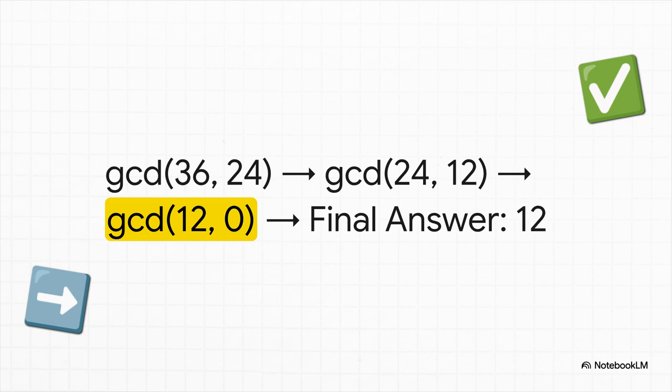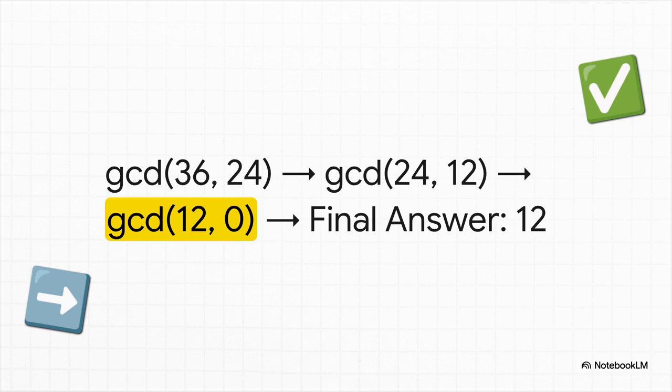To get the GCD of 36 and 24, we find the remainder of 36 divided by 24. That's 12. So now our problem is finding the GCD of 24 and 12. Well, 24 divided by 12 has a remainder of 0. And since we hit a remainder of 0, the algorithm stops. The answer is the other number, 12.